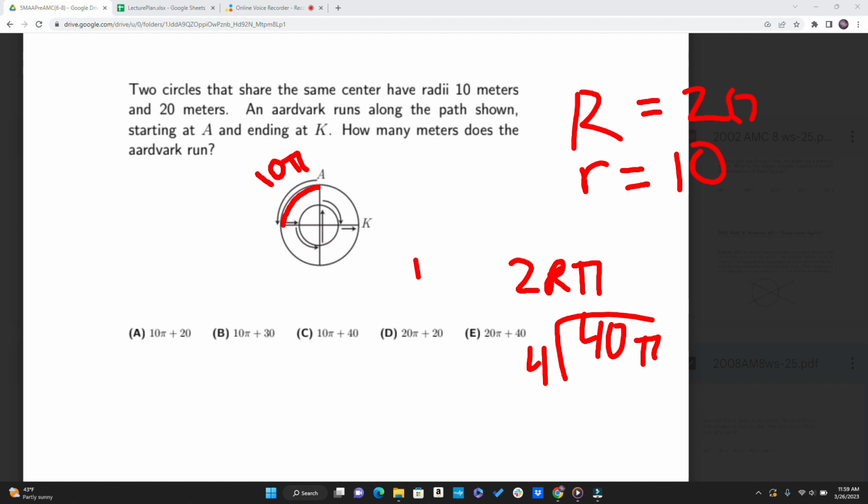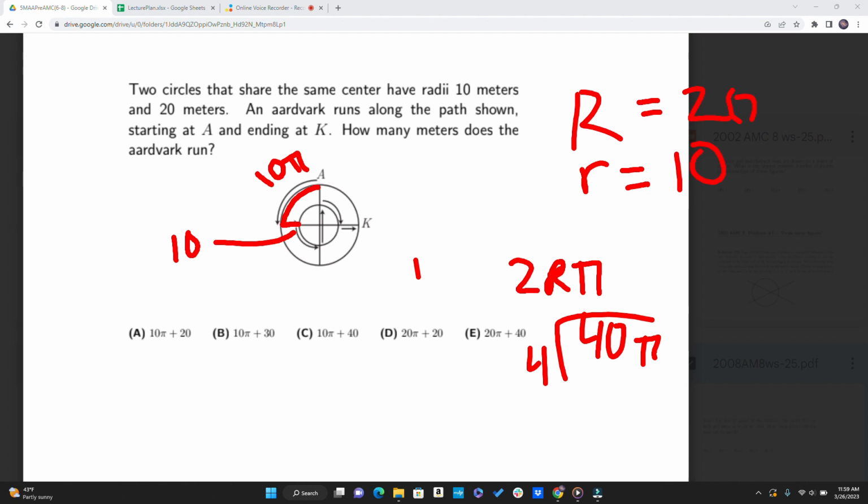Okay, what about this? That second part is the big radius minus the little radius, right? We're not going across the little radius for that, it's just the big radius. So the big radius minus the little radius, that's a distance of 10 right there. That's just 10.